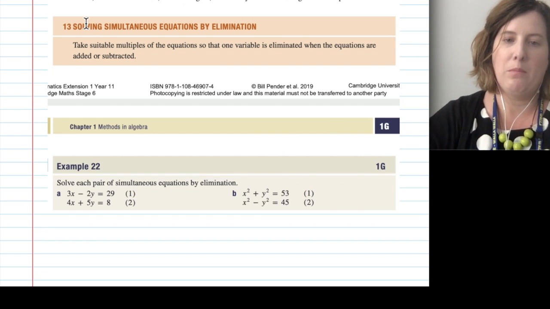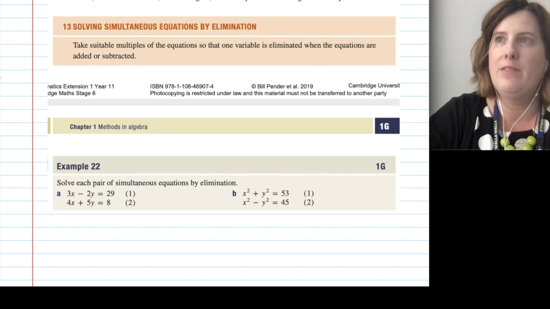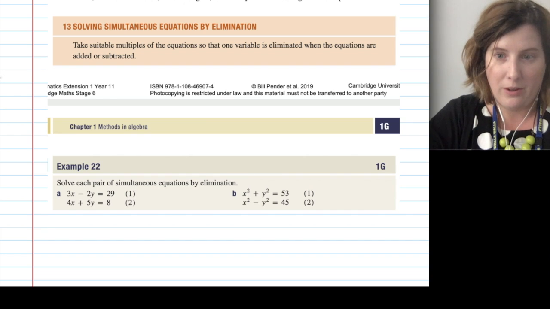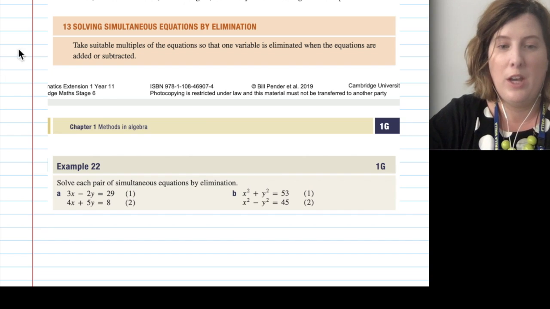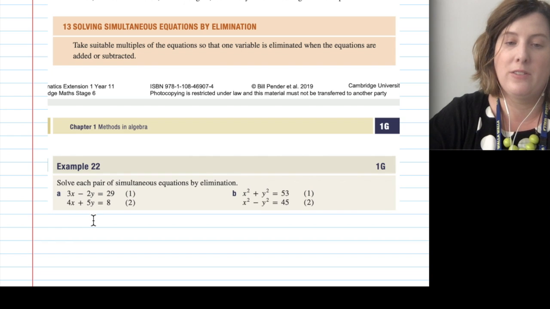What we do is we take multiples of the equations so that one variable is eliminated when the equations are added or subtracted. I think of it like when you want the same number on the bottom of fractions when you're adding or subtracting them. We want the same numbers out the front of a variable when we're adding or subtracting. So either the x's or the y's.